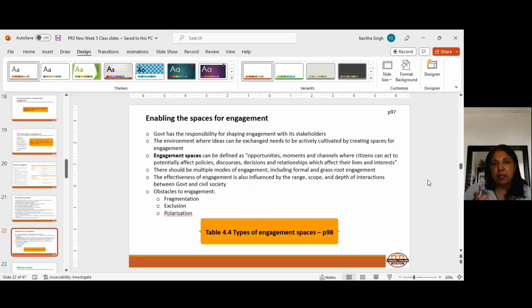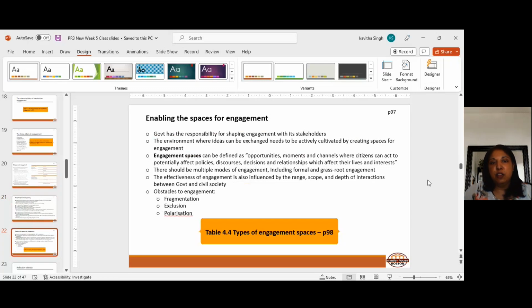The next one is enabling the space for engagement, right? So on page 98, it's defined in terms of the kinds of engagement spaces, which we'll get to just now. So government has the responsibility for shaping engagement with its stakeholders. The environment where ideas can be exchanged needs to be actively cultivated by creating spaces for engagement.